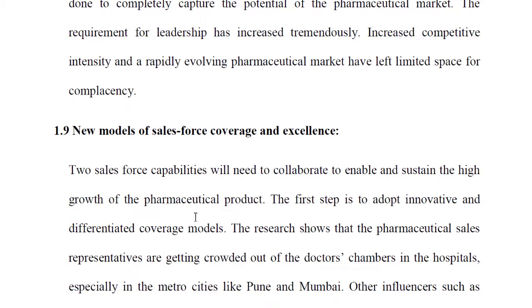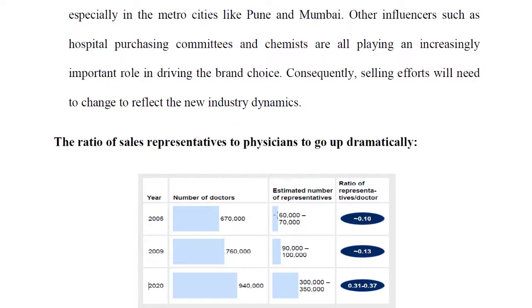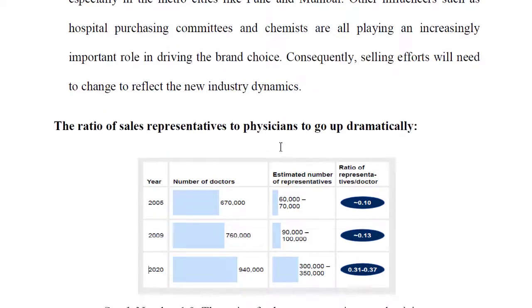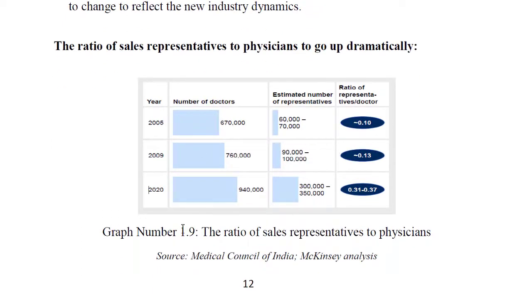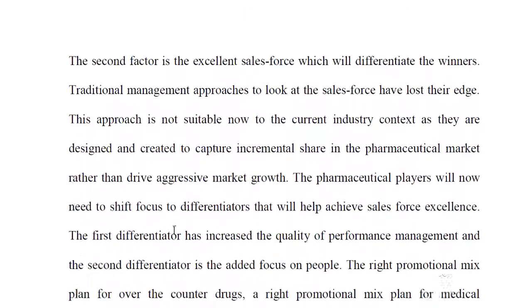1.9 is new models of sales force coverage and excellence. So how the sales force is going to increase in the healthcare sector. Specifically, we talk about the sales representatives, which has been forecasted here from 2005 to 2020. Again, the graph is referred from the Medical Council of India McKinsey analysis report.